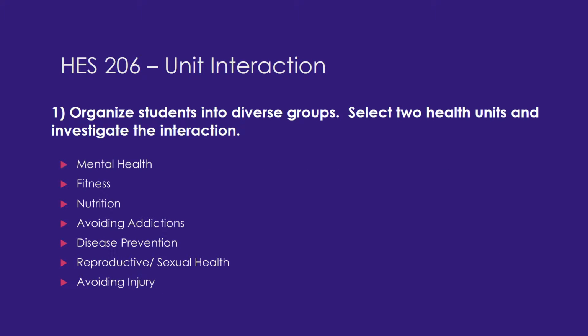As we think about this project, the first step is to organize students into diverse groups. Maybe they're from different high schools, maybe they're from different majors. Again, this brings different ideas and different talents to the group. And then the group will select 2 health units and investigate their interaction.